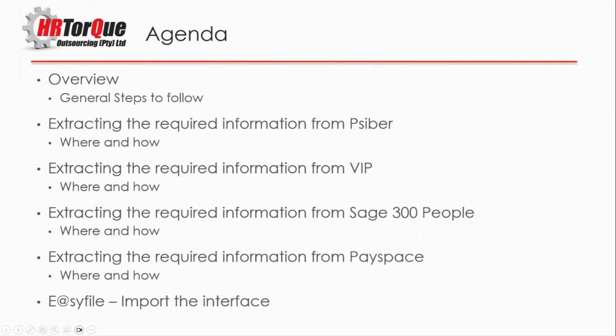Just a quick overview of what we're going to be looking at today. We're going to have a look at how and where we can extract our information from these different payroll systems: from Psiber, VIP, SCBPP. They're very much the same sort of piece of software, just one is online. The Sage 300 people, as well as from Payspace. And then on Easyfile, obviously there is a new piece of software there. So things look just a little bit different. It's actually quite easy to use. It's not difficult at all, and we'll run through that a little bit later on.